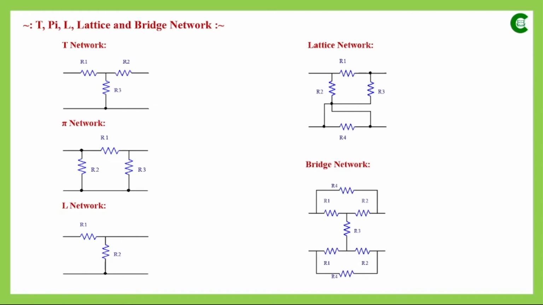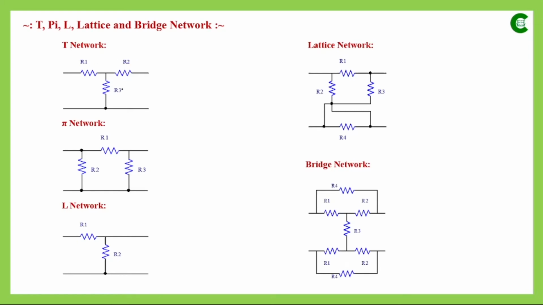Next we have different types of networks, based on how different components in the network are connected with each other. The first network is the T network, where we can see that we have three resistances. To represent all these types of networks, only resistances have been used. We can also think of impedances: if it is an AC circuit, then in place of resistance we can think of impedance as well. In this network we can see that these three resistances are connected in such a way that it looks like the alphabet T.